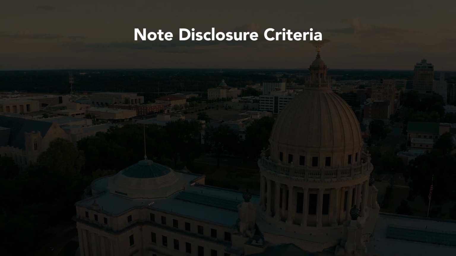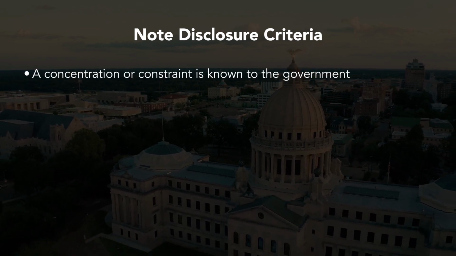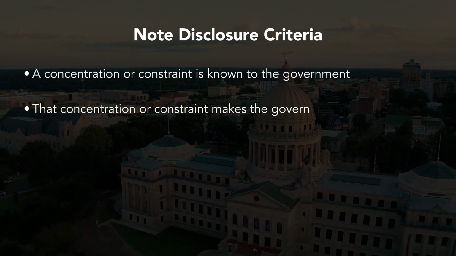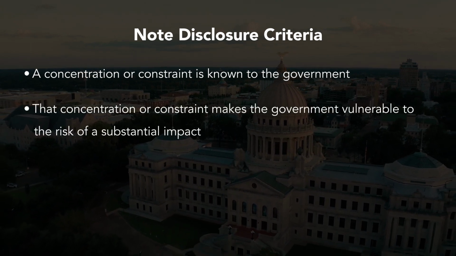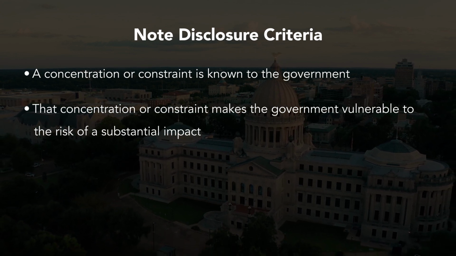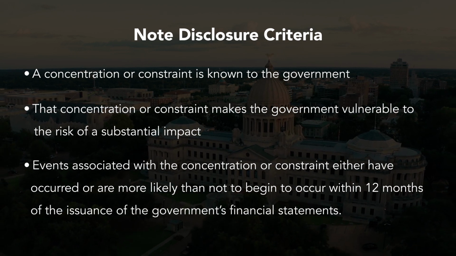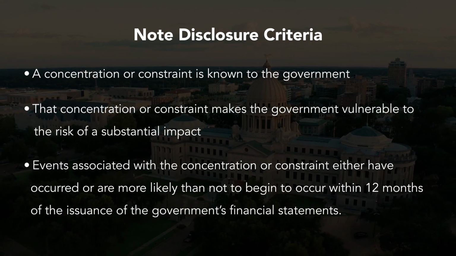Statement 102 establishes criteria for governments to determine if disclosures are required. The criteria are: first, a concentration or constraint is known to the government. Second, that concentration or constraint makes the government vulnerable to the risk of a substantial impact. And finally, events associated with the concentration or constraint either have occurred or are more likely than not to begin to occur within 12 months of the issuance of the government's financial statements.